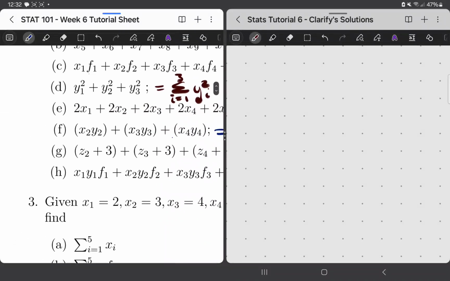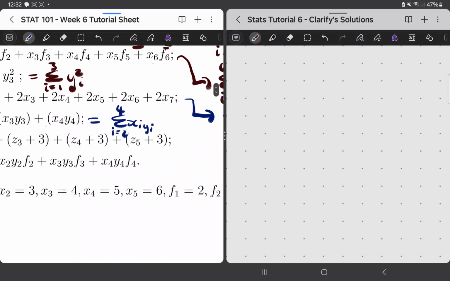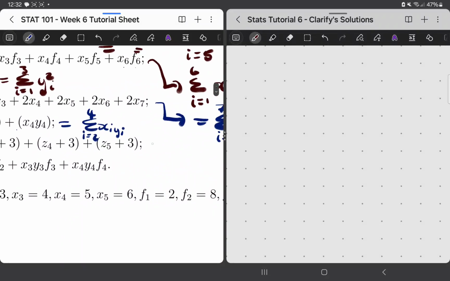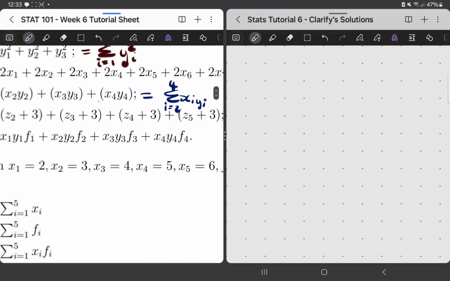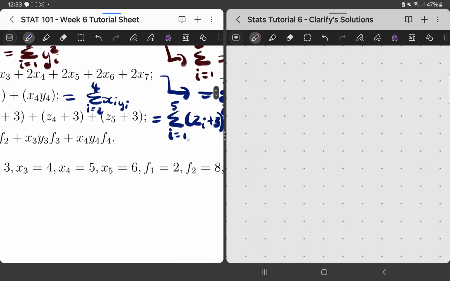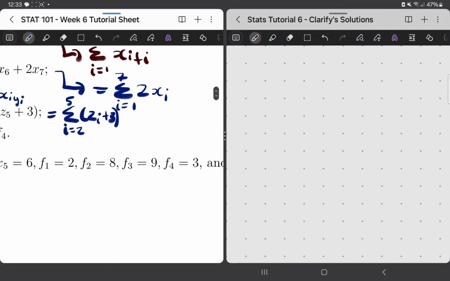Now here we have what on part G? Z2 plus 3, Z3 plus 3, Z4 plus 3, up to Z5 plus 3. We can see that the plus 3 is not changing. So it's just going to be the summation of Zi plus 3. This i is starting from 2 up to 5. It was not Z1, it's starting from 2, because it's starting at Z2. Then it's Z3. That is what we'll be having, right?